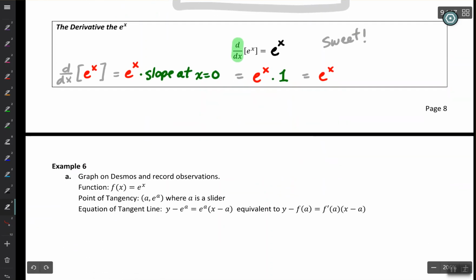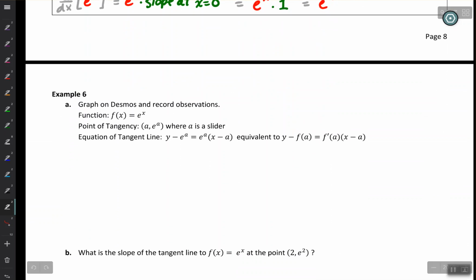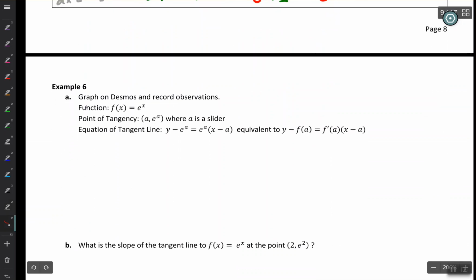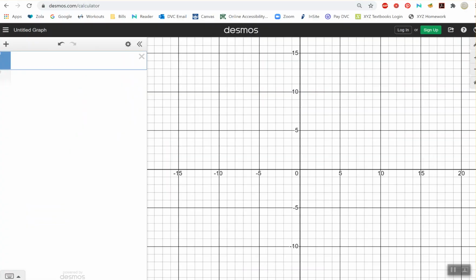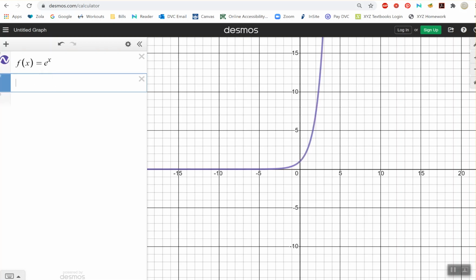So let's do one example now using this derivative rule. I'm having us really believe it here. In that example, I'm having us confirm this by graphing on Desmos. So here's the function, f of x is equal to e to the x. And your teacher can't type. There we go, there's e to the x. My point of tangency, I'm going to let roam, f of a, and I'll have a be a slider so I can move that point around.